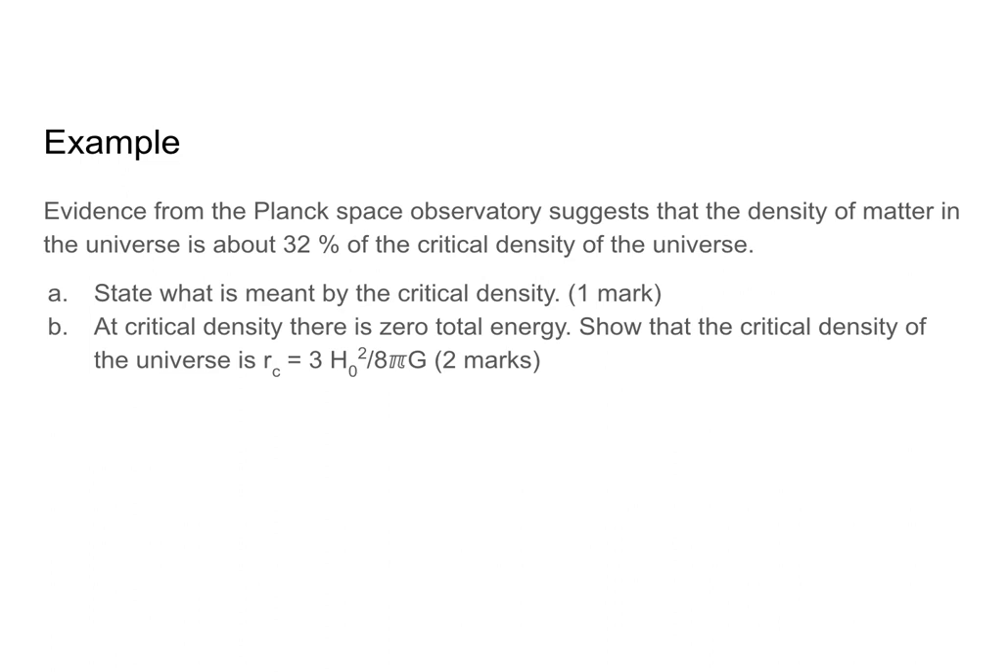So let's go ahead and do a quick example. Evidence from the Planck Space Observatory suggests that the density of matter in the universe is about 32% of the critical density of the universe. A, state what is meant by the critical density, and B, at critical density, there is 0 total energy. Show that the critical density of the universe, rho C, is equal to 3 H naught squared divided by 8 pi G.